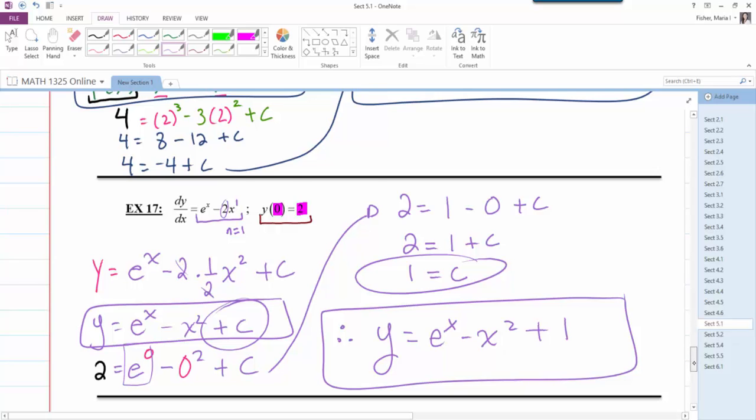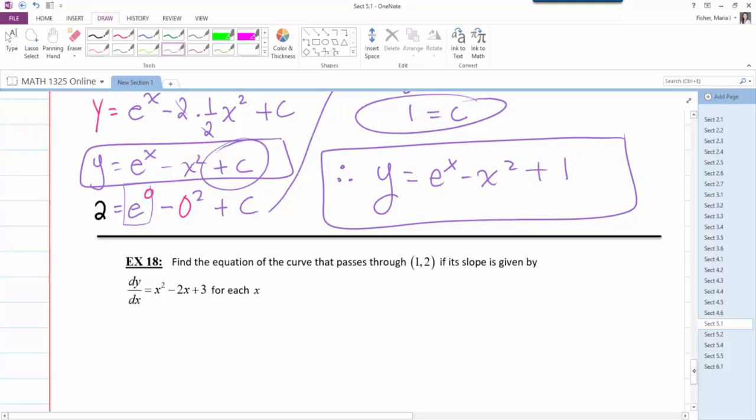Let's look at number 18. The directions for number 18 change a little. It says to find the equation of the curve that passes through the point (1, 2) if the slope is given by dy dx is equal to x squared minus 2x plus 3 for each x. Now, the directions sound different, but this is the same thing as numbers 16 and 17. You're finding a particular antiderivative for this function, given the initial condition that it goes through the point (1, 2).